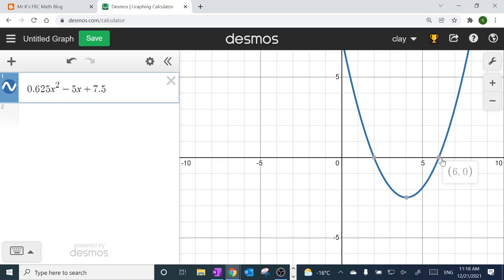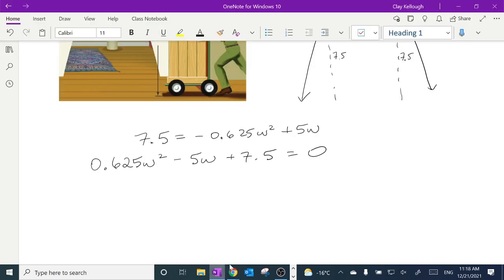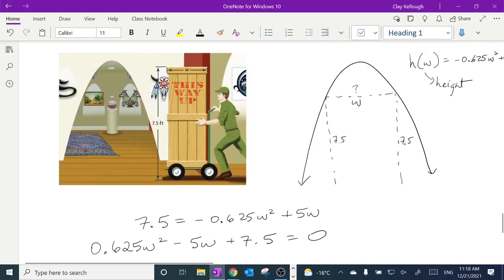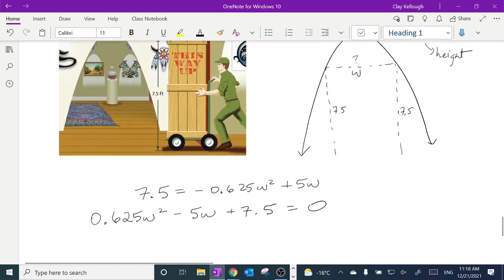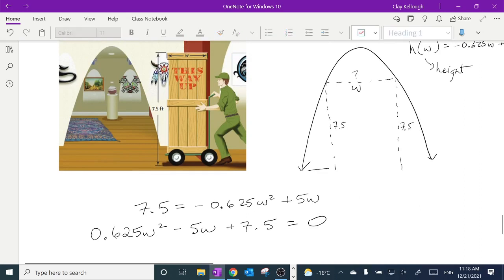And the fact that these worked out to such nice numbers makes me think I probably could have factored it if I wanted to, and I'll show you how in a minute. But there it is. There's our two numbers. So go back to the picture we made, and that means this distance here is 2, and this distance here is 6.